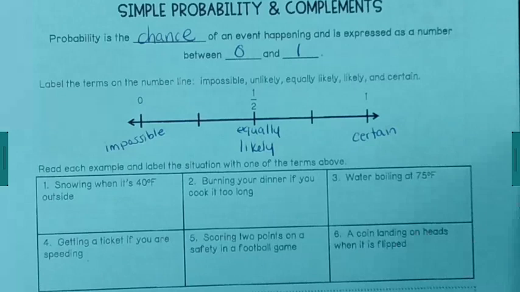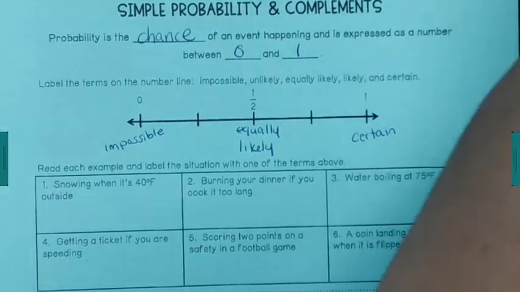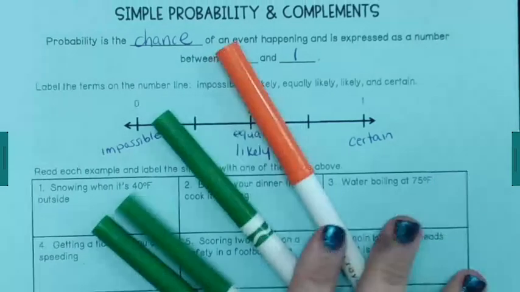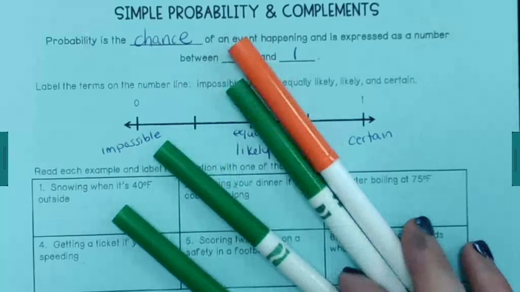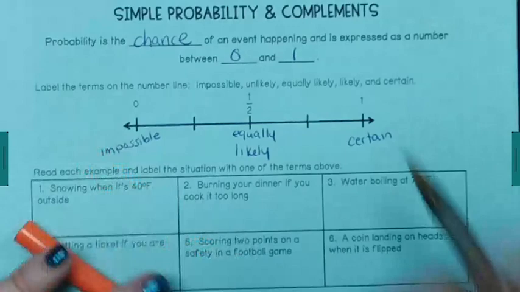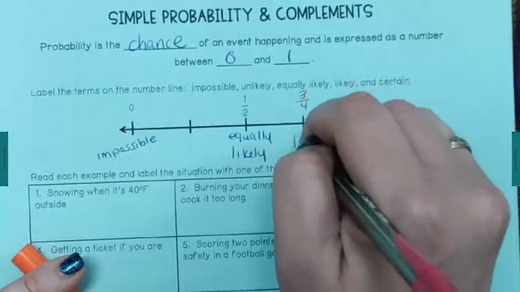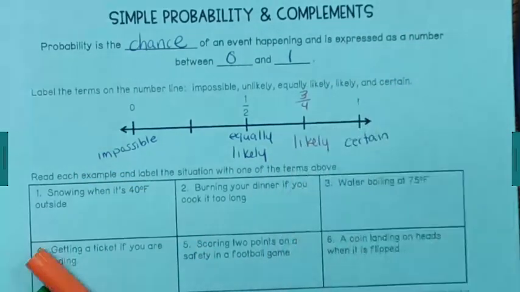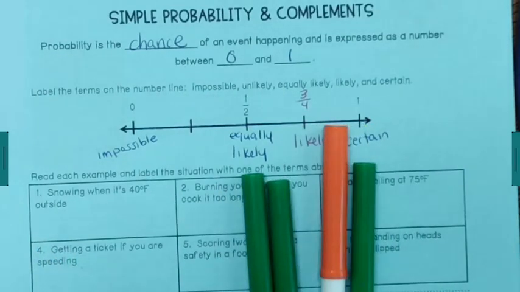Now, if I had these markers, and I said, what are the chances of me getting a green marker? 3 out of 4. 3 out of 4 means likely. It could happen. There's a good chance it's going to happen. Is it going to happen every time? No, because then it would be certain.